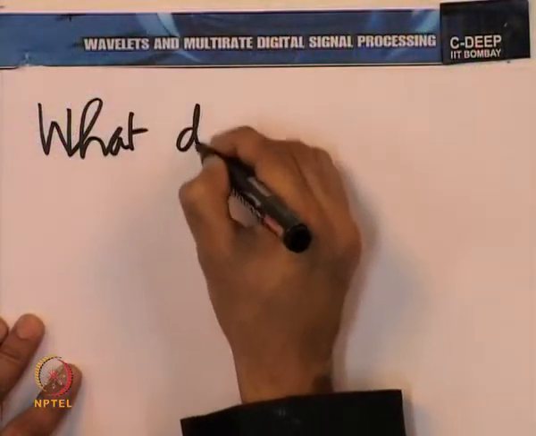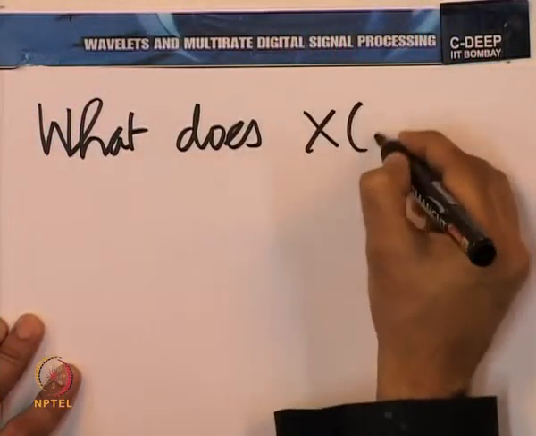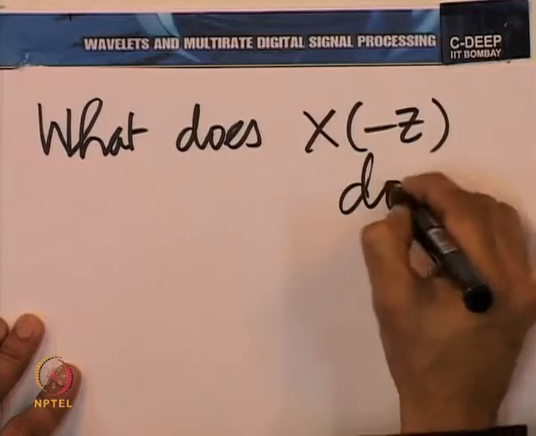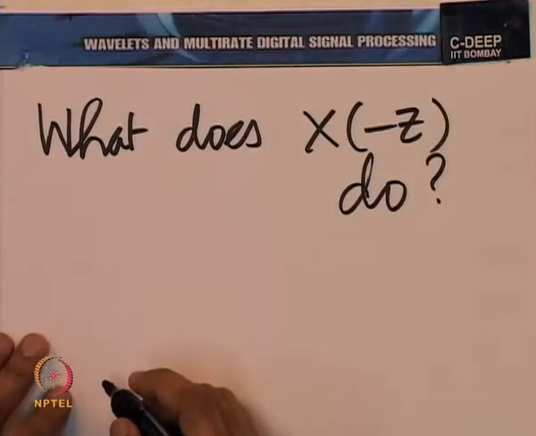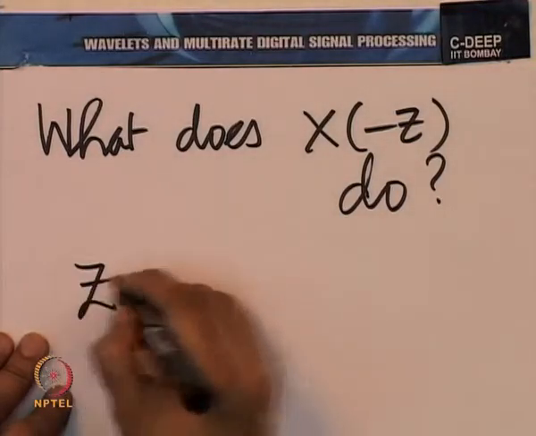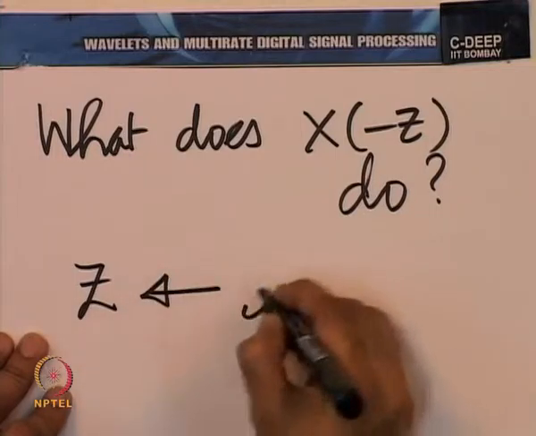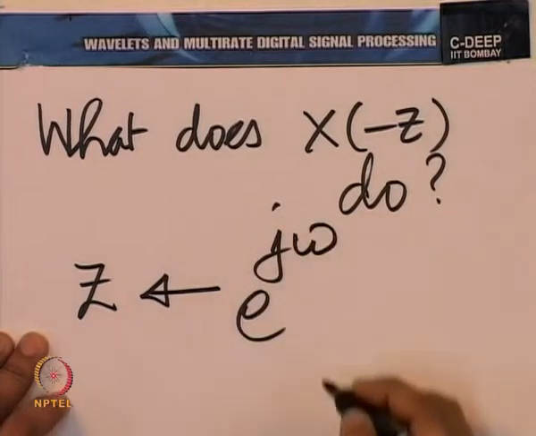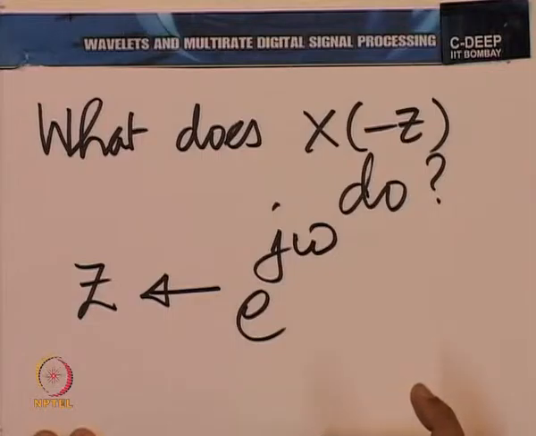What does X of minus z do? To answer this question, we put z equal to e raised to the power j omega, as we always do, to interpret things in the frequency domain.